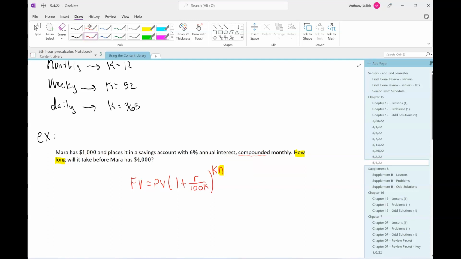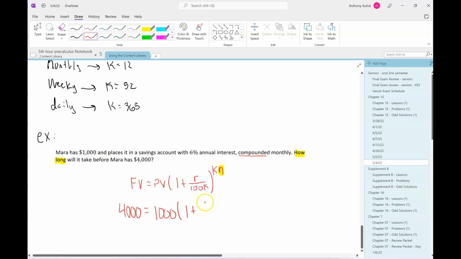All right, what's the future value going to be? The 4,000, the value we're interested in getting to. The present value would be 1,000. Great. The r is 6, and the k is 12 because it's compounded monthly. So far, so good?